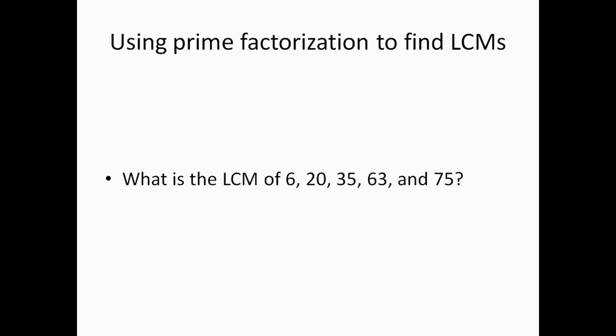Okay, so that's one way to find least common multiples, and that way works well when you're dealing with small numbers and you're only dealing with a couple numbers at a time. You can also use prime factorization to find least common multiples, and that's helpful in a case like this where we're trying to find the least common multiple of 5 numbers. So let's take a look at how we can do that.